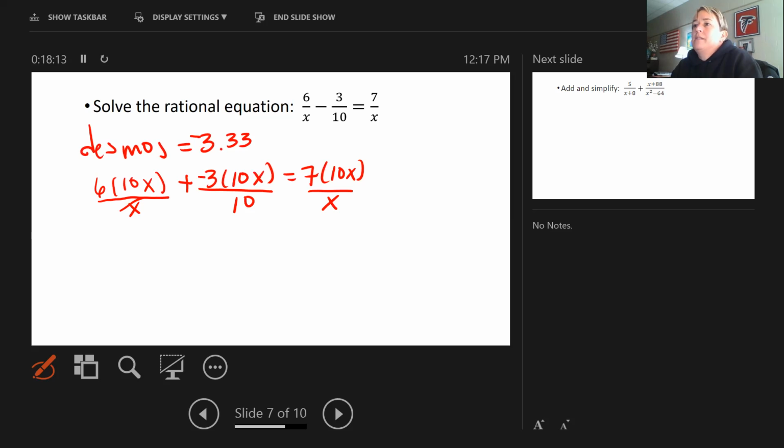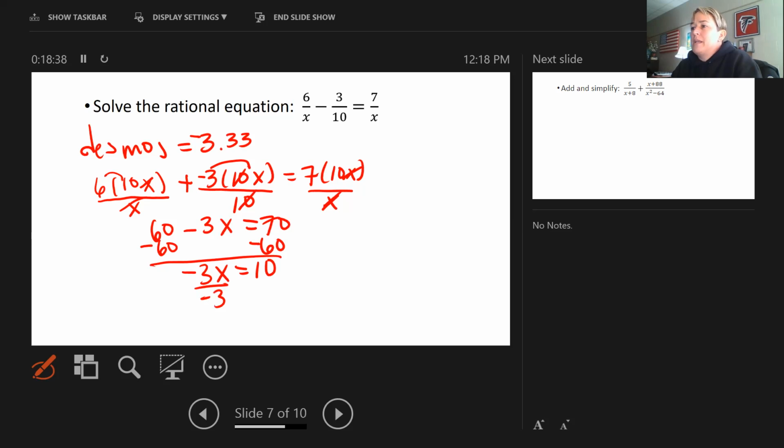Here the x's can cancel and I get 60 because 6 times 10. Here the 10s can cancel and I get negative 3x equals, here the x's cancel and I get 70. And then I have to just solve for x, so I subtract 60 and I get negative 3x equals 10. And then I divide by negative 3.